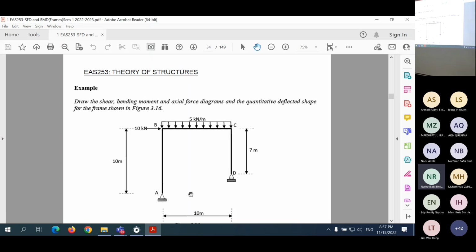Only thing is now the direction of shear force, direction of axial force for each of the members, you must be clear. That's why I start with the definition of the directions of the shear force, axial force, and also bending moment. Okay? So that is the thing that I would like you to be clear about.